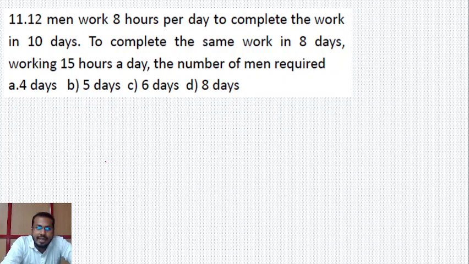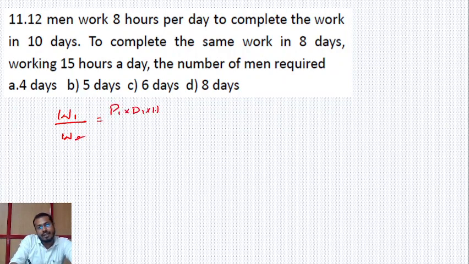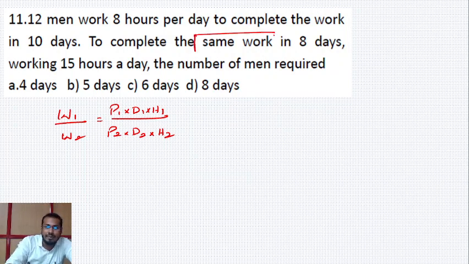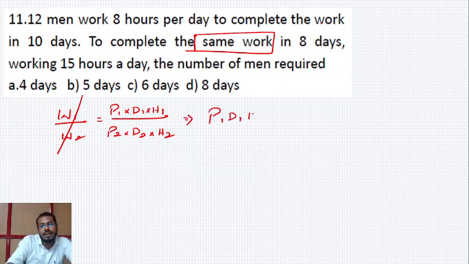12 men work 8 hours per day to complete a work in 10 days. To complete the same work in 8 days, working 15 hours, how many men are required? Same formula. Work 1, work 2. Work 1 is P1, D1, H1. Work 2 is P2, D2 and H2. Here they say the work is the same, so W1 and W2 are the same. So I can write this formula, P1 D1 H1 is equal to P2 D2 H2.